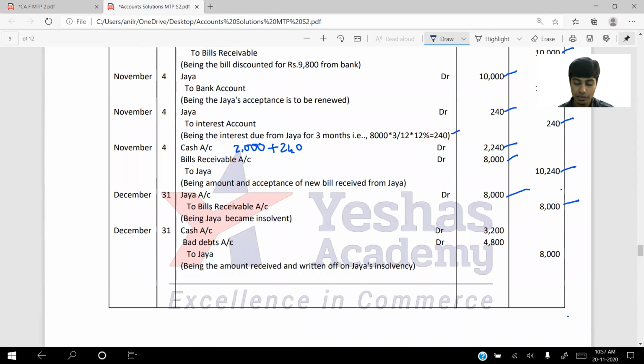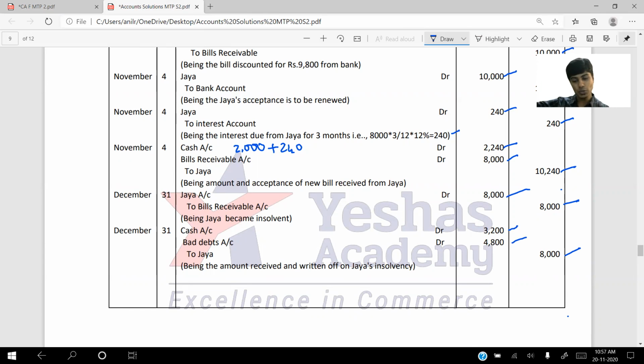3,200 cash account debit. This is received. Jaya account debit to bills receivable account. This is reversal of the earlier entry. Done. Then 3,200 cash we receive. 4,800 bad debts to Jaya account. Why did I write Jaya to bills receivable?